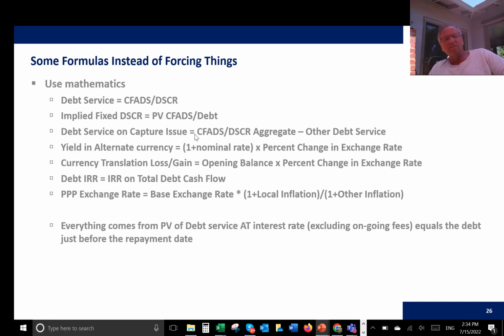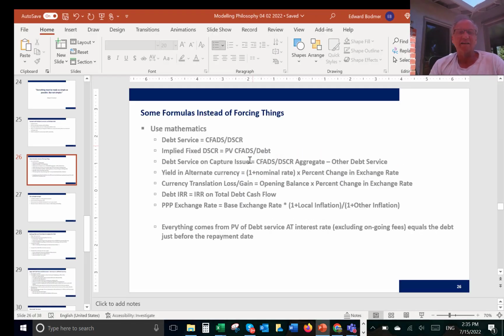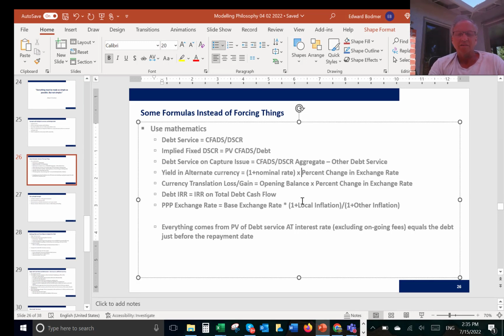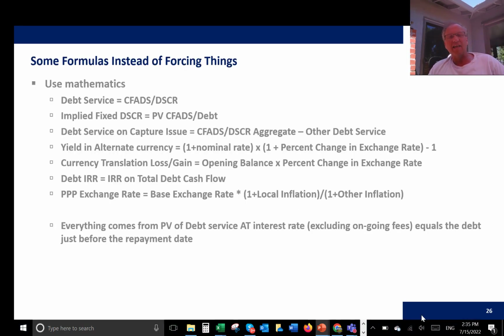And what we can do is compute, if we have an exchange rate in our model, we can say 1 plus that USD rate, if we're changing it to soles, times the percentage change in the exchange rate. And I think, oh, that should have been times 1 plus the percent change in exchange rate, minus 1. Then we can use that to get a new interest rate that's effective in soles.